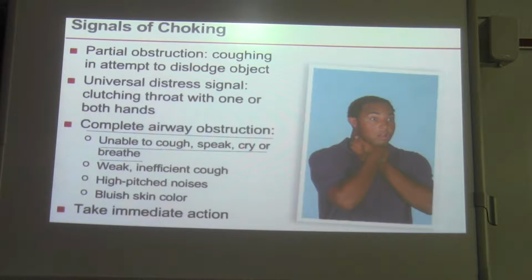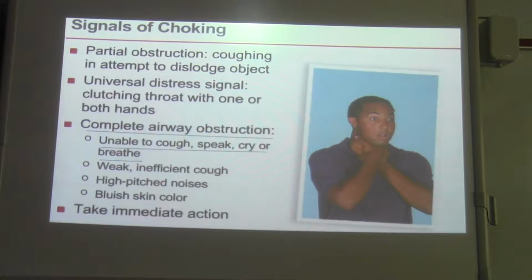Okay? Partial obstruction means that they can continue to cough. You want them to cough. It's important for them to cough because they're forcing air. A completely obstructed airway is much more dangerous. You've got to be much more reactionary. They're not going to be able to cough, speak, cry, or breathe. So you've got to respond immediately. If they have a completely obstructed airway, you probably want to have somebody call 911 right away so that if they do go unconscious and go into cardiac arrest, you have EMTs on the way to help out.